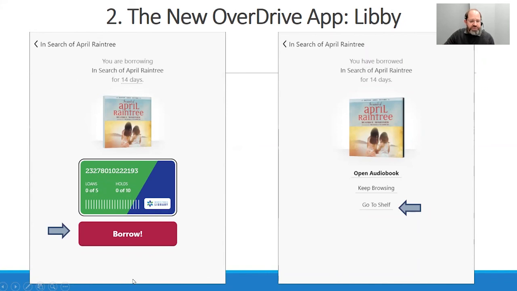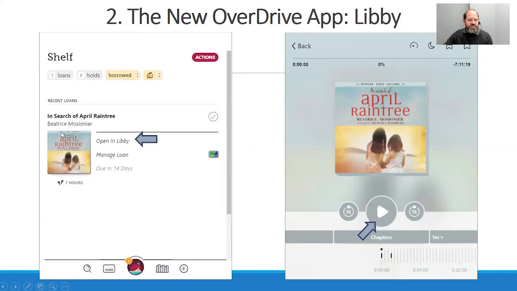So this will look familiar to what we did earlier. There's my big borrow button, and then I'm going to go to shelf, and you'll just see it in the shelf. And there you see there's a new tag option. It looks like a piece of cake. I think that's like a favorite, maybe. I'm not sure, but that will bear investigation. So if we tap open in Libby, now it's really the only option here for the audiobook.